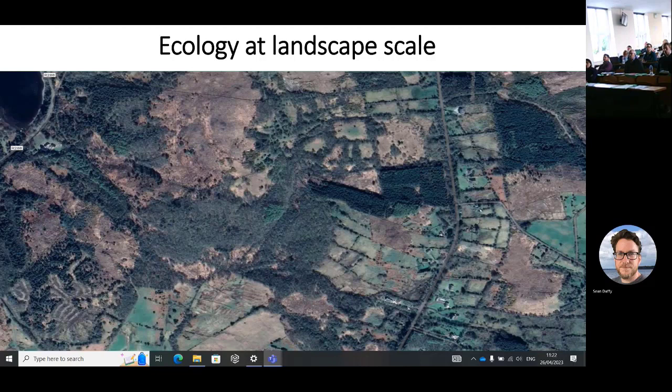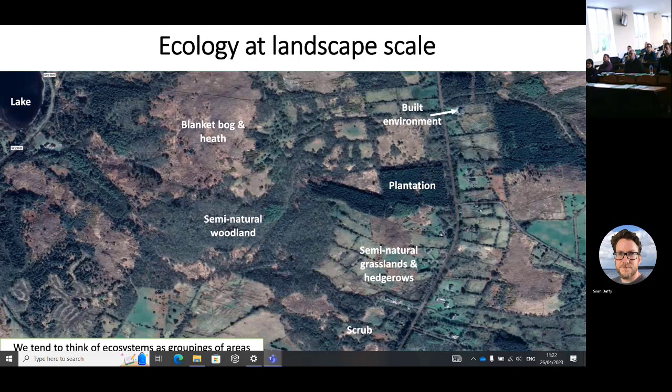You can't really see it well, but it's a real hodgepodge mix of habitats. So what have we got? Ecosystems we tend to group together, so we like to categorize. So blanket bog and heath, semi-natural woodland, semi-natural grassland, plantation woodland. We've got some one-off housing there. We've got some bits of scrub. Those are hedgerows that have just basically started leaning into the grassland next door.